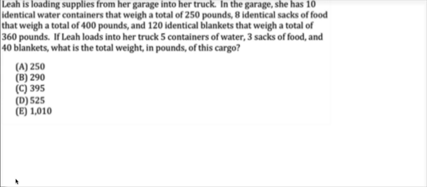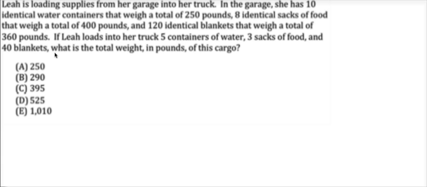Leah is loading supplies from her garage into her truck. In the garage, she has 10 identical water containers that weigh a total of 250 pounds, 8 identical sacks of food that weigh a total of 400 pounds, and 120 blankets that weigh a total of 360 pounds. If Leah loads into her truck 5 containers of water, 3 sacks of food, and 40 blankets, what is the total weight in pounds of this cargo?